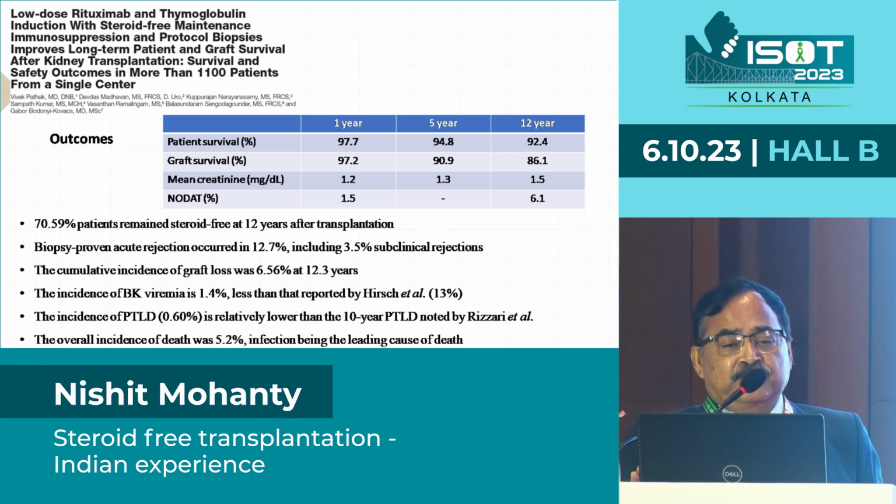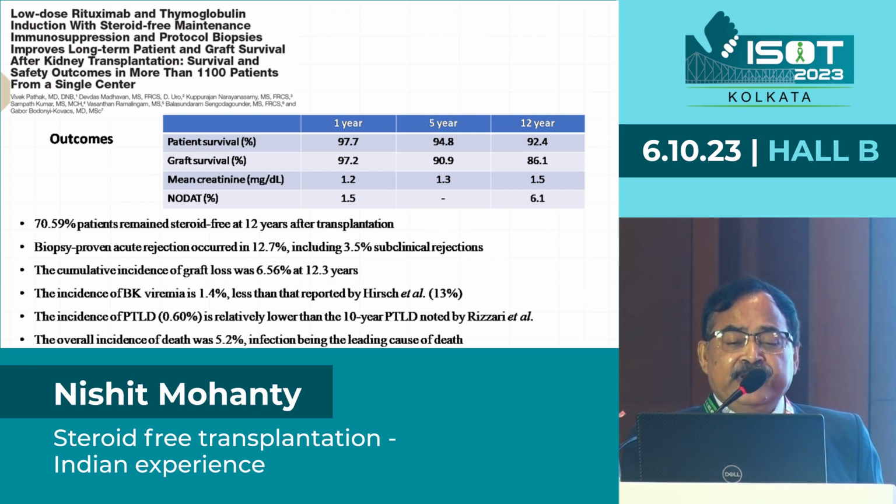So what is the outcome? You can see that patient survival at 1 year is 97%, and at 12 years it is 92%. Graft survival is 97% and 86% at 12 years, and mean creatinine at 1 year is 1.2, and at 12 years is 1.5. So it is quite a good report.